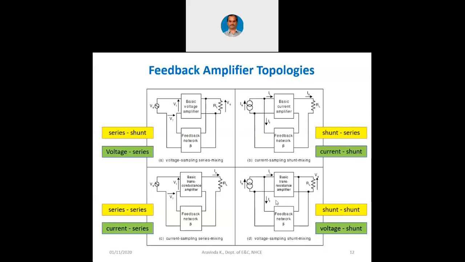In the sense, let us say we have a buffer and buffer's output is current. Now let us say at the right side we have a voltage amplifier. We require a current to voltage conversion.